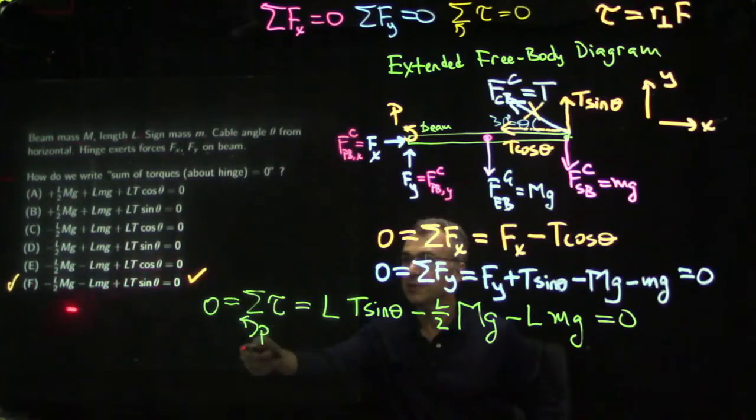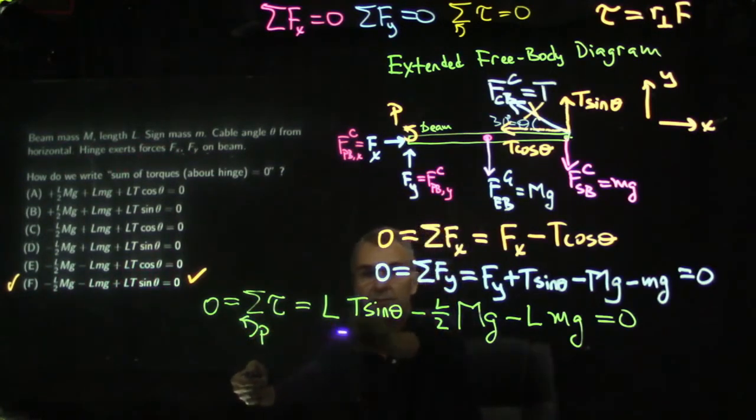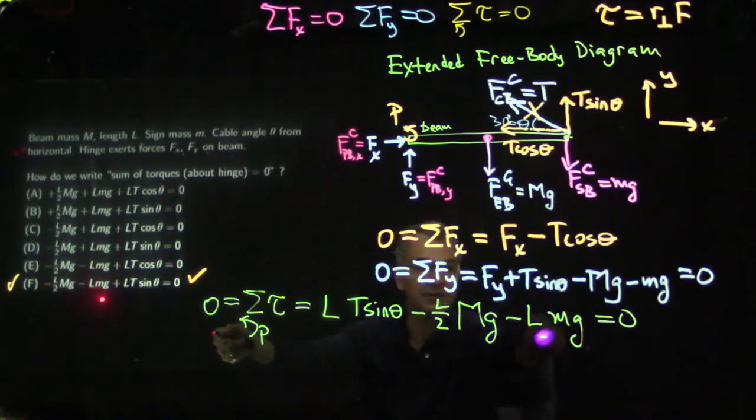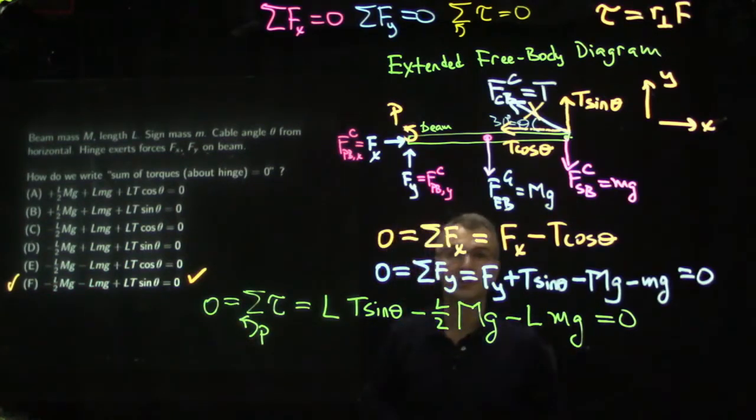I didn't use my positive minus negative convention when I wrote these answers down. So the positive term is L T sine theta. We have that same positive term here. The negative terms are minus L over 2 mg and minus L little mg. So I think I like answer F, foxtrot.